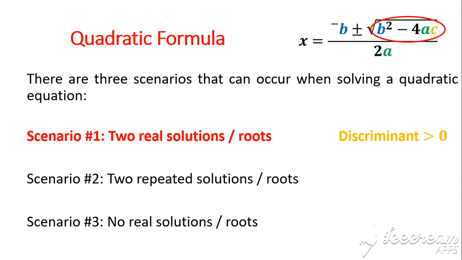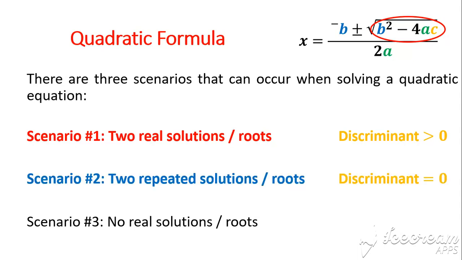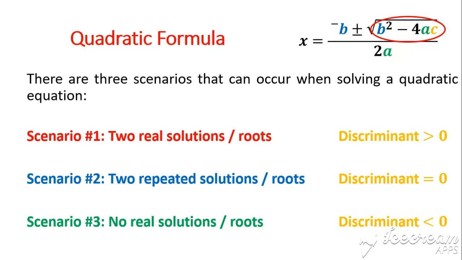If we have the discriminant greater than 0, like in our first video on the quadratic formula, we have two real solutions or two real roots. If we have the discriminant coming out to be exactly 0, that was our second video, we plus 0 and minus 0, and we end up with two repeated solutions or two repeated roots. The same answer, basically. And finally, in the last video we had no real solutions or no real roots. That's because the discriminant gave us a negative number, negative 135, and we can't take the square root of a negative number.